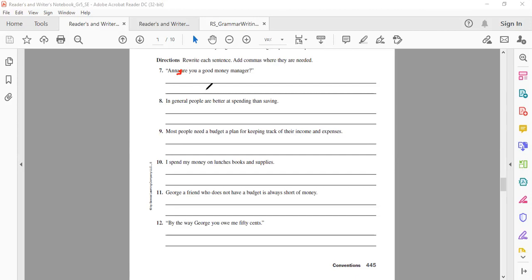Okay, in general, people are better at spending than saving. So what do you put, Emma? In general. Excellent, because it's an introductory word. So we will put it right here. Number 9. Most people need a budget, a plan for keeping track of their income and expenses.